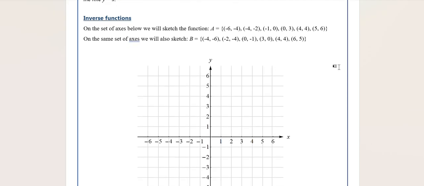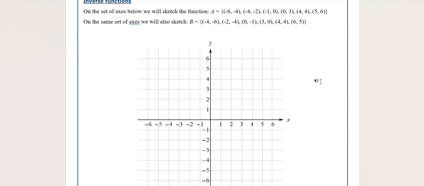Now, the first thing we're going to be doing is we're going to have two functions, A and B. Each one is really just a set of points. There's no real pattern to them. We're just going to plot them out and then see how they compare with each other, A and B, so that we can see the pattern.